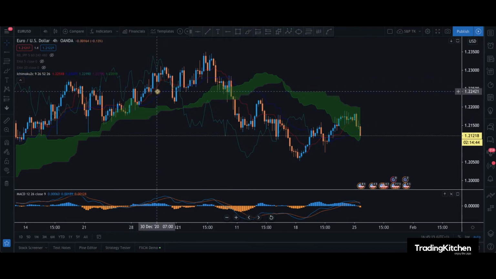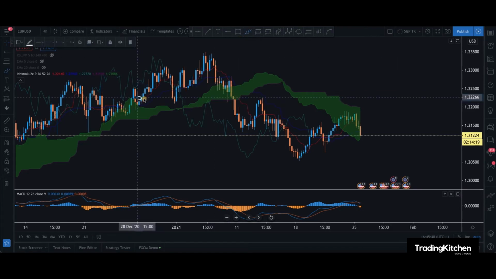The conversion line is a short-term price movement because it only measures 9 candles, 9 periods. So if the market price is above the conversion line, like in this case, this suggests a short-term upward momentum, a bullish movement in a short time. Obviously, if the market price is below the conversion line, like in this example, this suggests a short-term downward momentum, bearish.